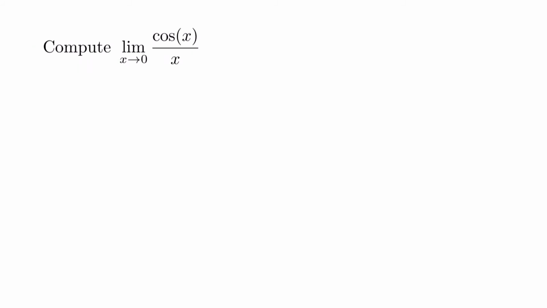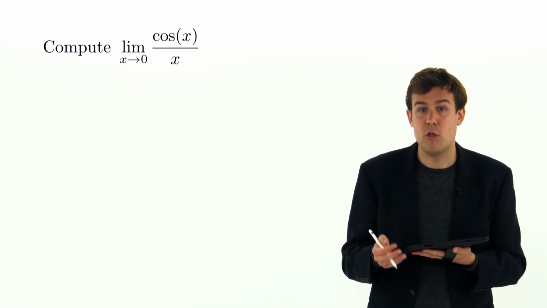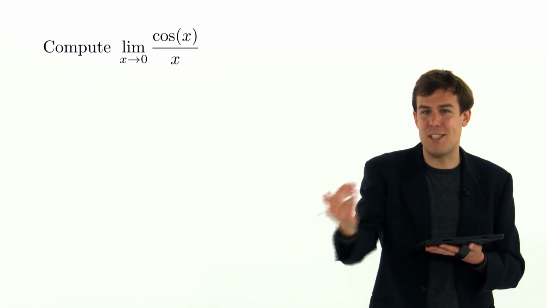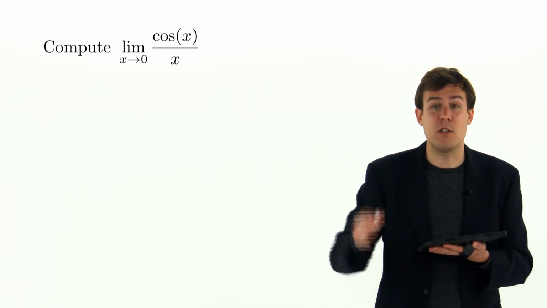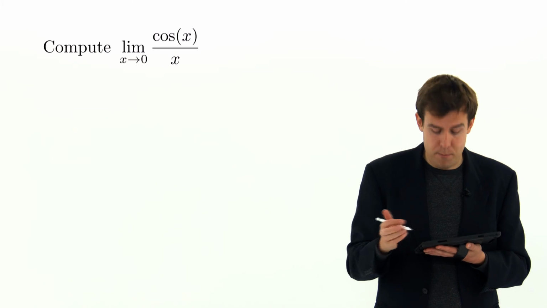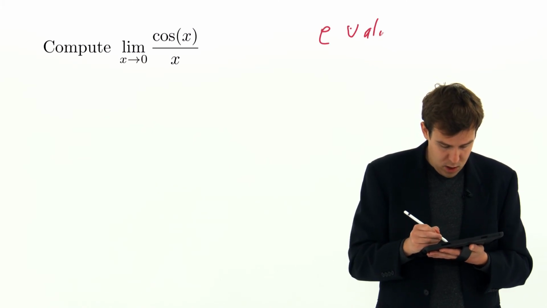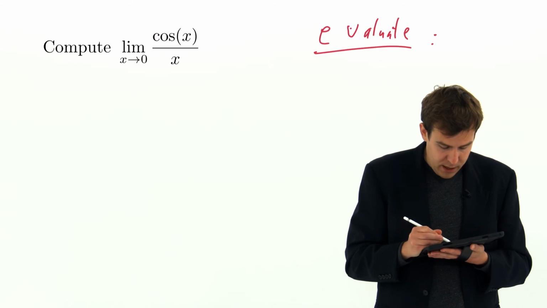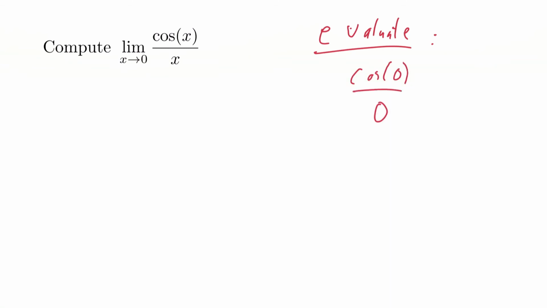But we have to be careful. So here's a similar looking one. I have a trig function divided by a polynomial. But I need to check that I can actually apply L'Hopital's rule. It certainly looks like I can, because it looks so similar to sine x over x. But let's see what happens when we actually evaluate at x equals 0. I get cosine of 0 over 0, which is 1 over 0. So this is not indeterminate. So I cannot use L'Hopital's rule.